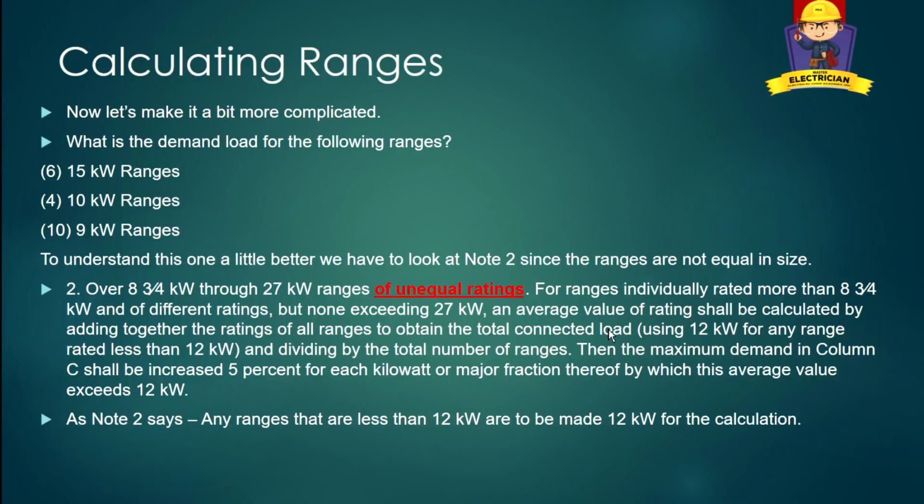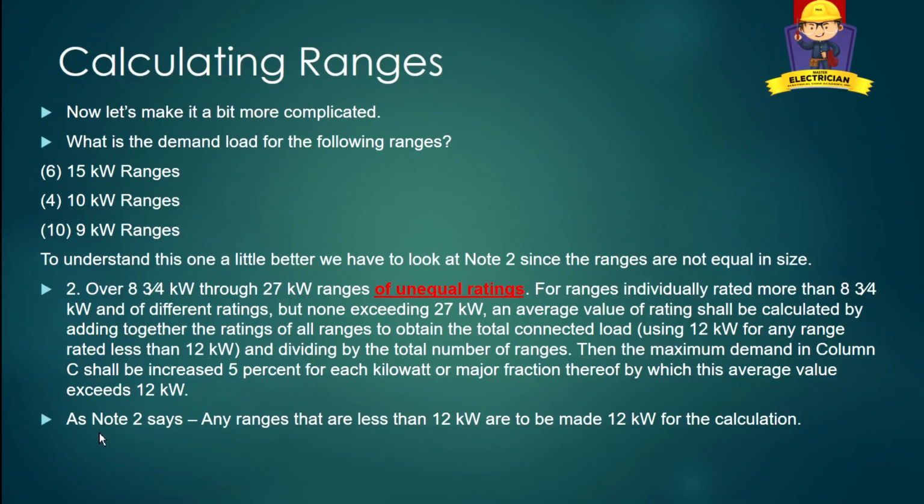Okay, and I'll show you that in a second, how we do that. It reminds you that you're going to use 12 kW for any range that is less than 12. That's something we're going to have to look at in the next slide, but remember that because this one's 10 and this is 9, we're going to have to make a change here. Now, you're dividing by the total number of ranges, so we have to know the total number as well. And then once you do all that, the maximum demand in column C shall be increased again like we did in Note 1, 5% for each kilowatt or major fraction thereof by which this average value exceeds 12 kW.